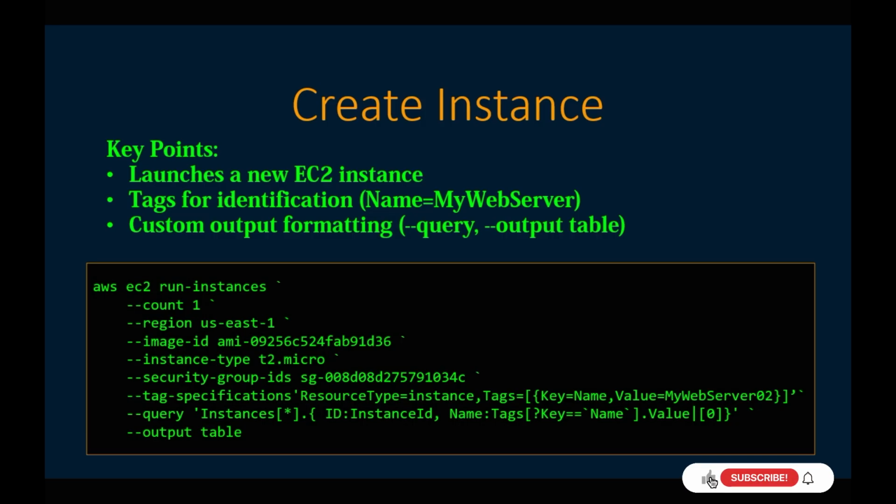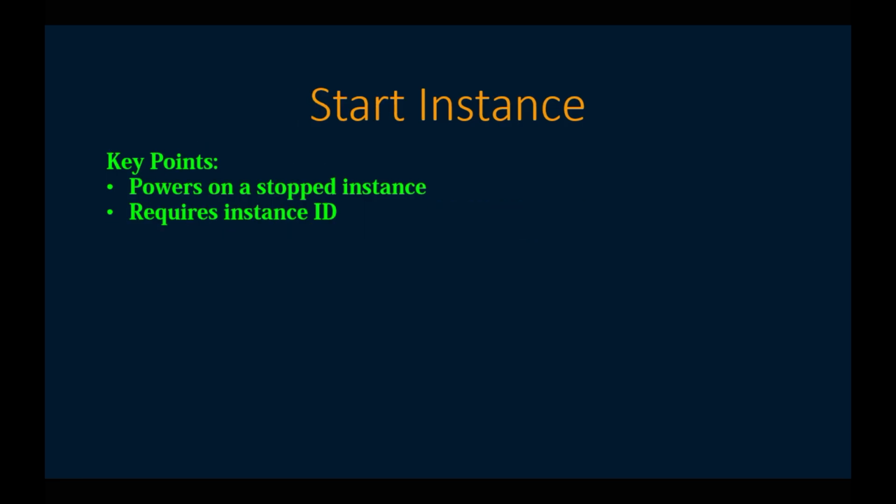So here is our run-instances command. Most of this should look familiar from the last video. We are specifying the region, AMI ID, instance type and many more. But look at the query flag here. We are pulling out exactly five fields: the instance ID, name, private IP, availability zone and the launch time. Nothing more, nothing less. And with the output table at the end, all of that gets printed in a beautiful table right in your terminal. Go ahead and run this. You will see a neat little table with your brand new instance details. No more digging through hundreds of lines of JSON just to find your instance ID.